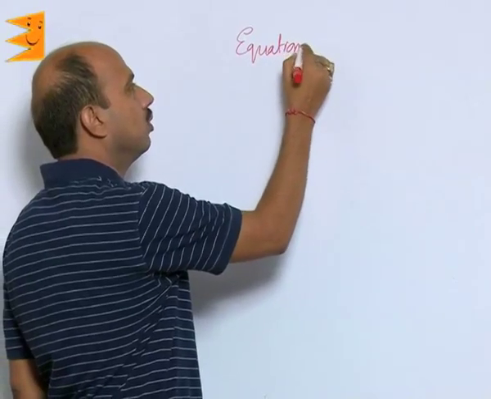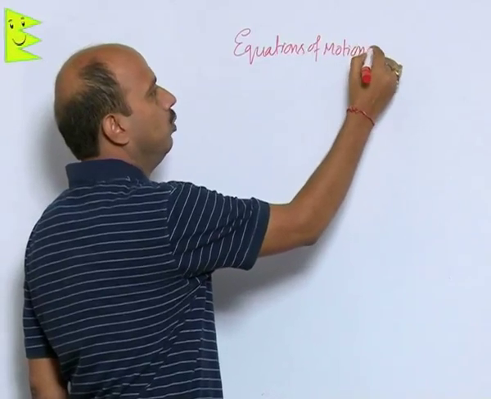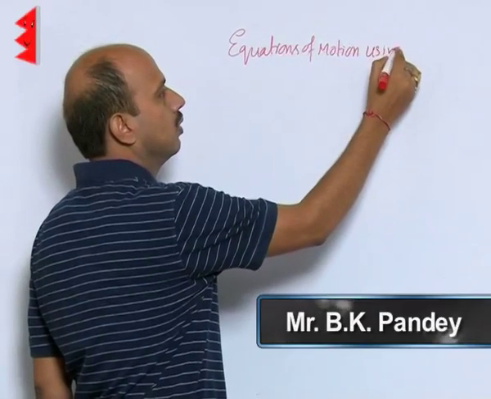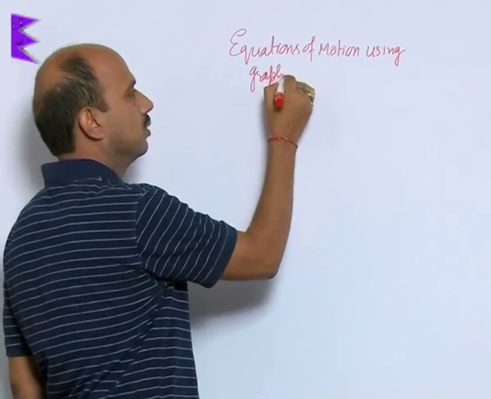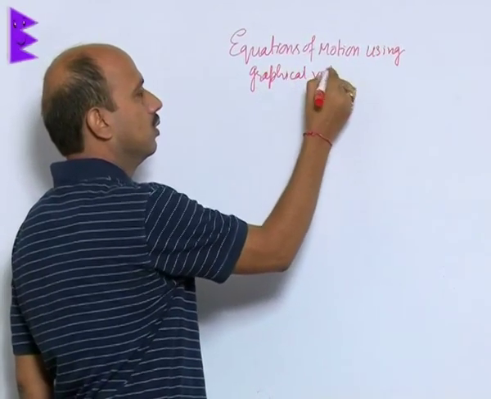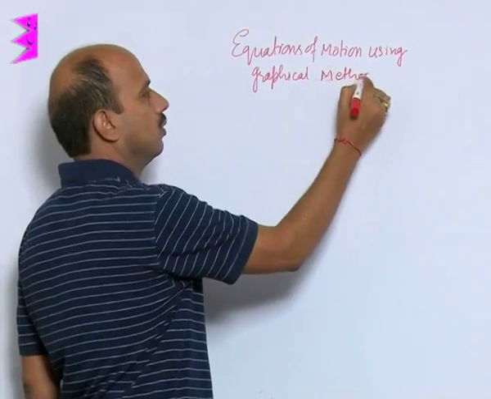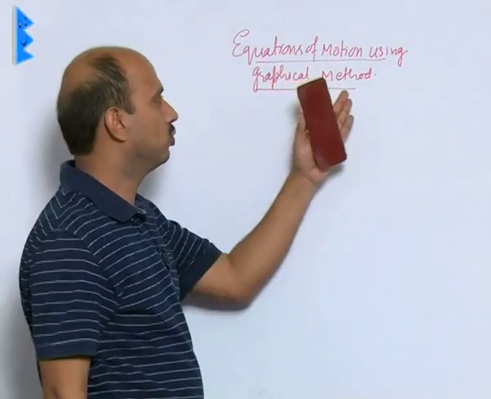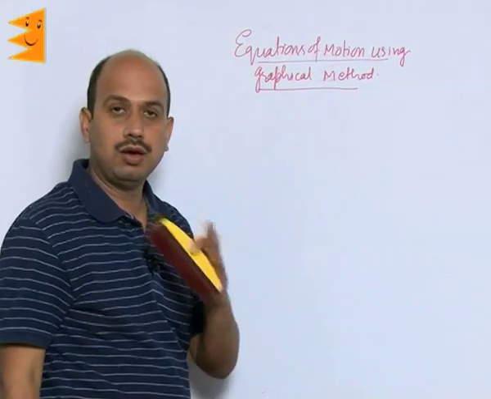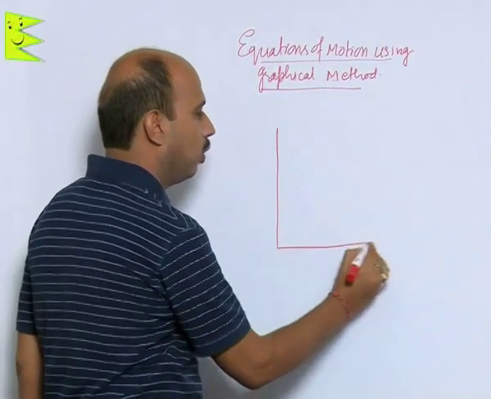Equations of motion using the graphical method. That means using graphs. So, you have to derive equations of motion using a graph. So, say here, first we have to draw a graph between velocity and time.